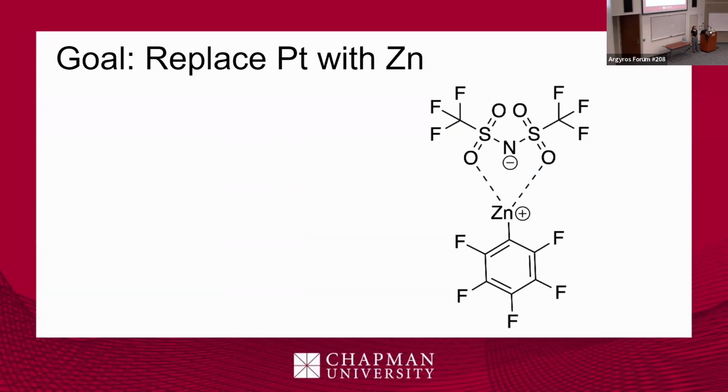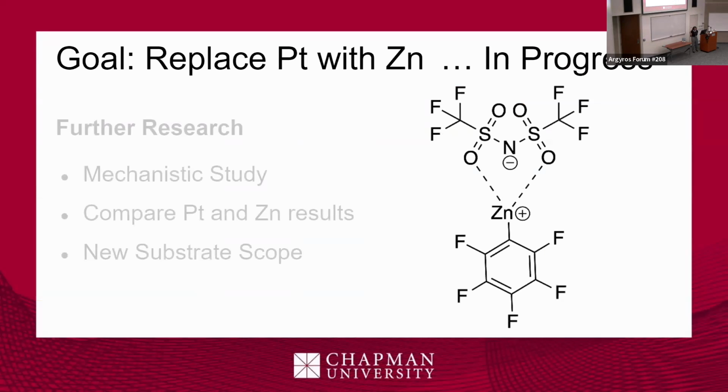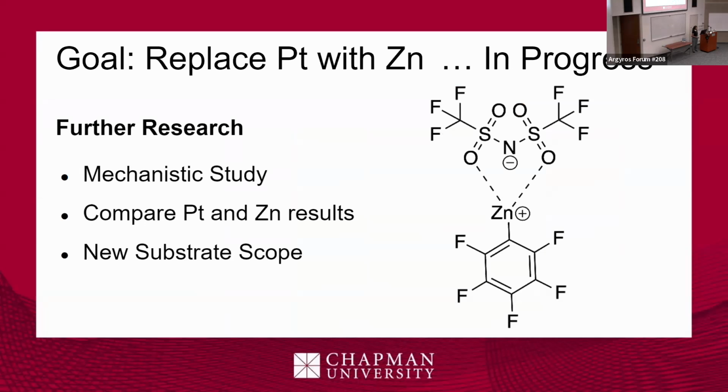So although we did not achieve the complete replacement of platinum with zinc metal centers, we did make significant progress. And now we can do a mechanistic study to further analyze the interactions between Lewis bases and cationic zinc, compare the platinum catalyst with the zinc catalyst results, and finally prove that zinc is obviously the better metal center, and complete a new substrate scope with new functional groups such as aldehydes and alcohols.